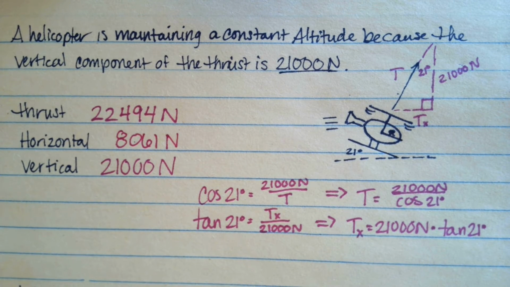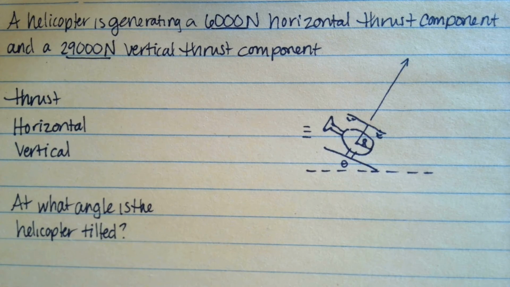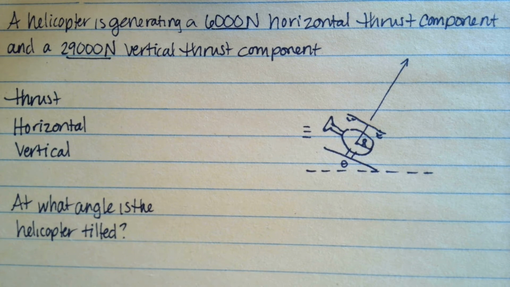The steps were very similar to number 2. But I think the difficulty there was getting it set up because the picture wasn't as helpful. Last but not least is number 4. Here it is. It's slightly different, but really we're still doing the same thing. But we are going to work our way backwards in this case and figure out what the original angle was for this one. So, a helicopter is generating a 6,000 newton horizontal thrust.